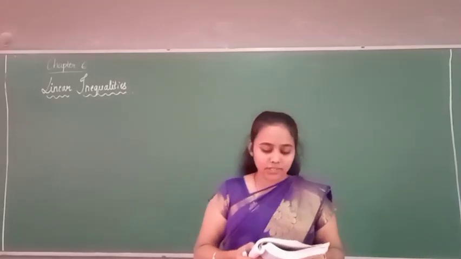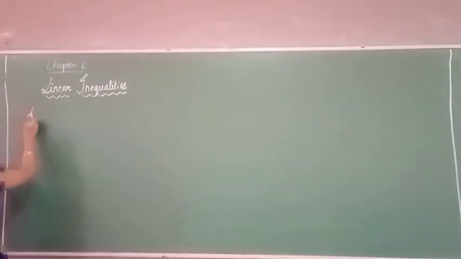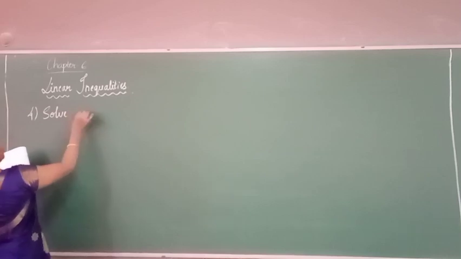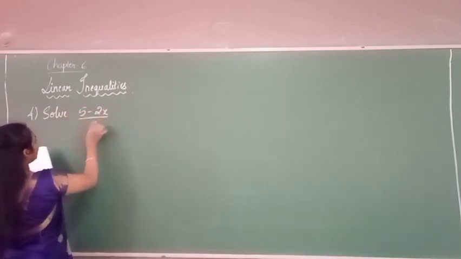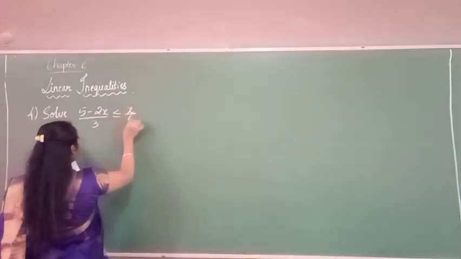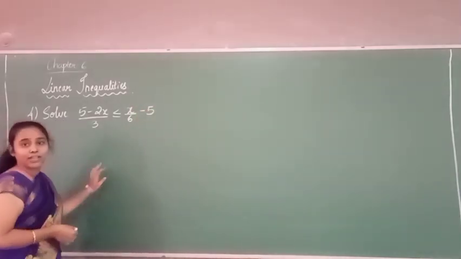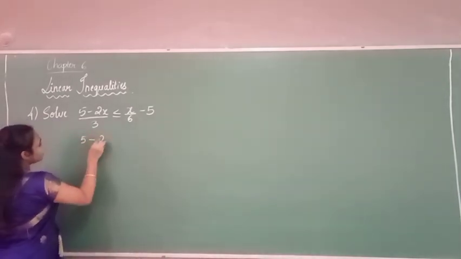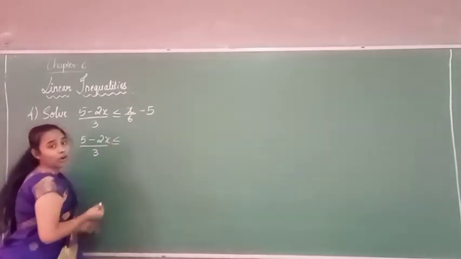Let us begin with the solved example, fourth one. Solve (5 minus 2x) whole divided by 3 is less than or equal to x by 6 minus 5. So always remember, try to simplify as much as possible. So here I write LHS as (5 minus 2x) whole divided by 3 is less than or equal to.